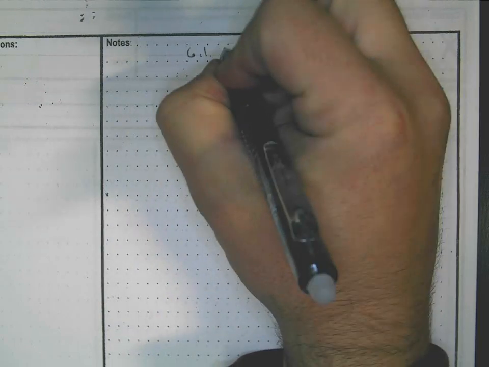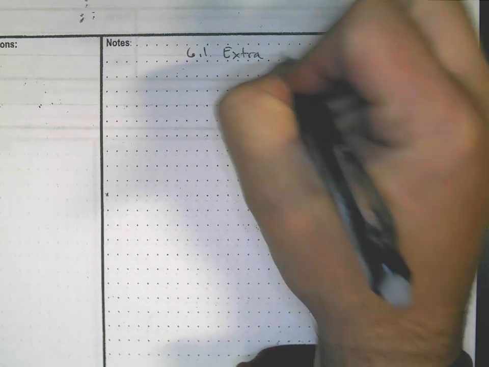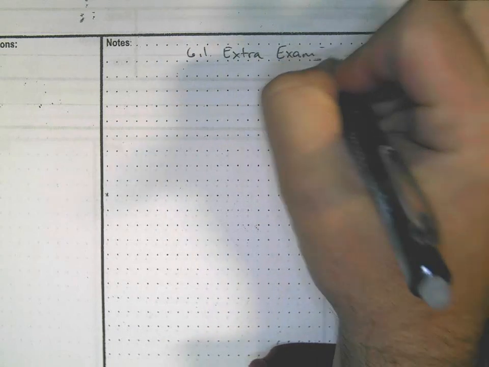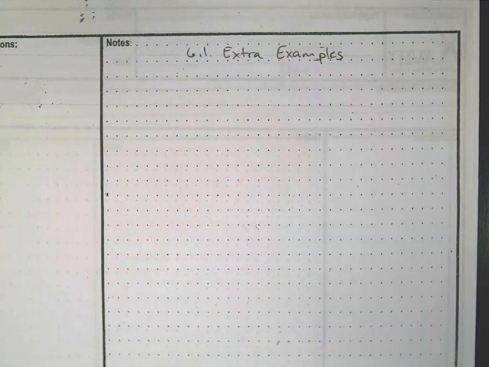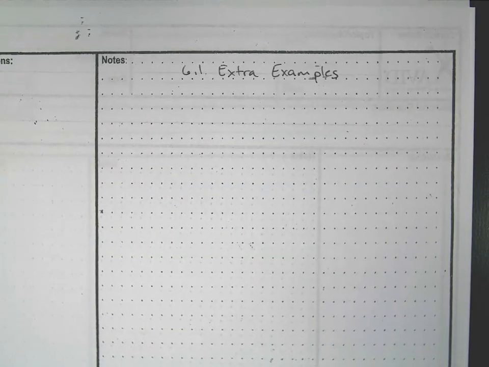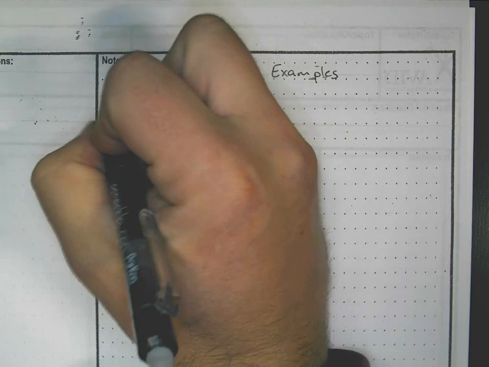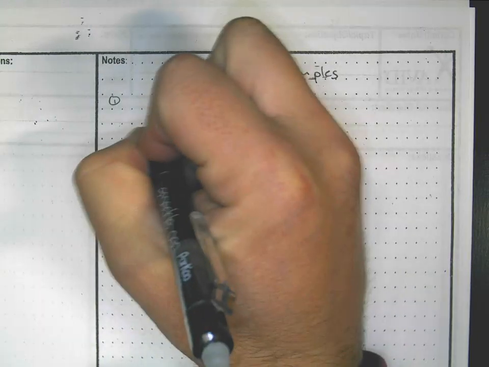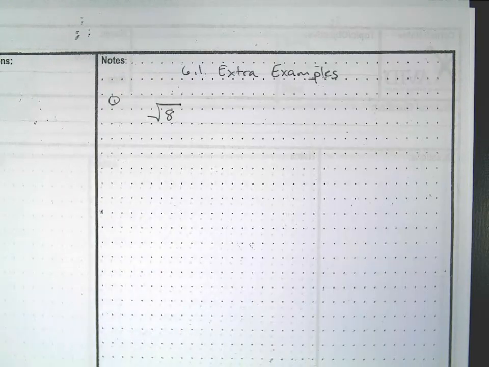In this video, we'll be looking at some extra examples for 6.1. So in this lesson, we're just trying to simplify some square roots. We're just going to do a bunch of those, just trying to get this process down. So number one, let's look at the square root of 8.